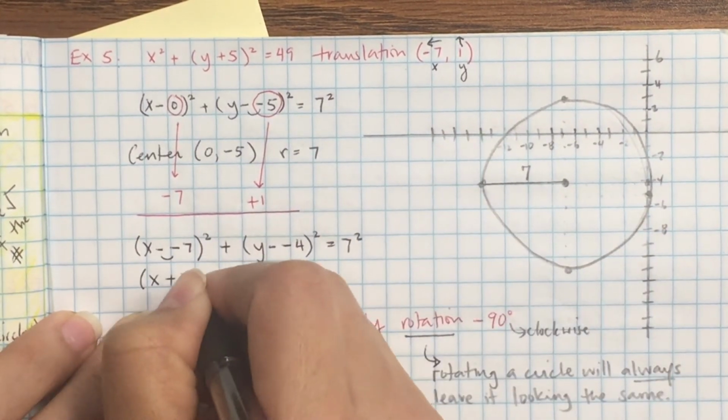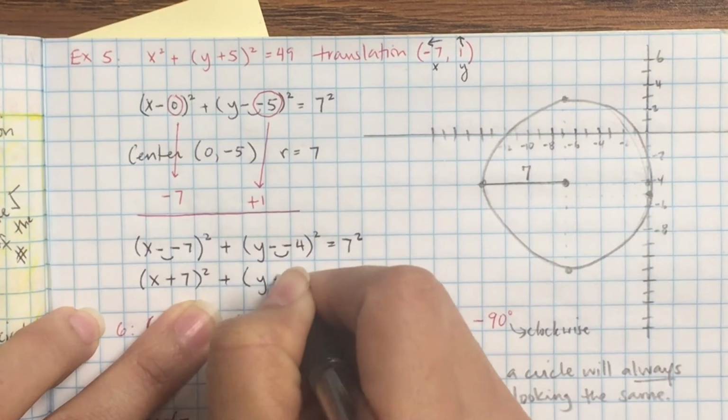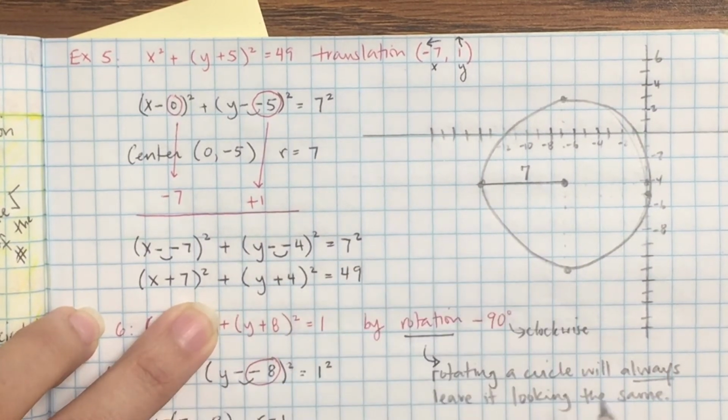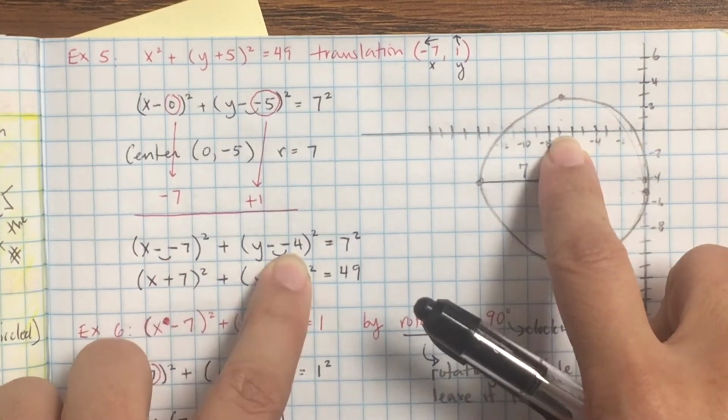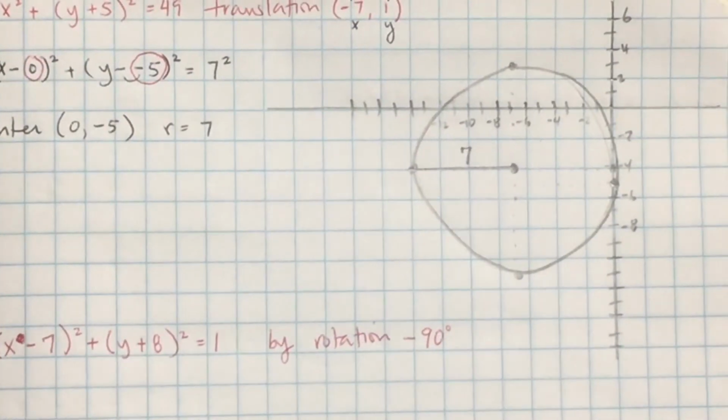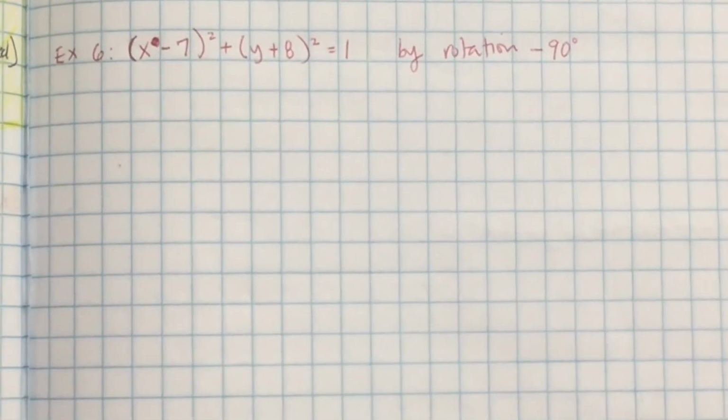Those are going to make a positive. And that's going to be 49. And so that's your new equation of your circle. So you don't actually have to draw the circle, but you can. And you can see it has a center of the same thing and the radius of 7.